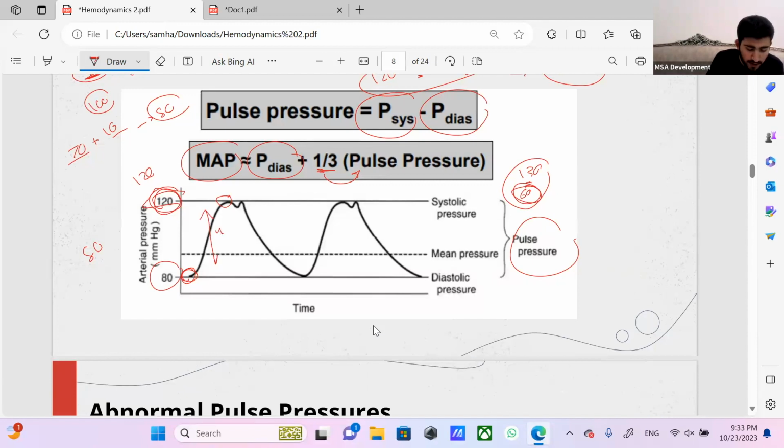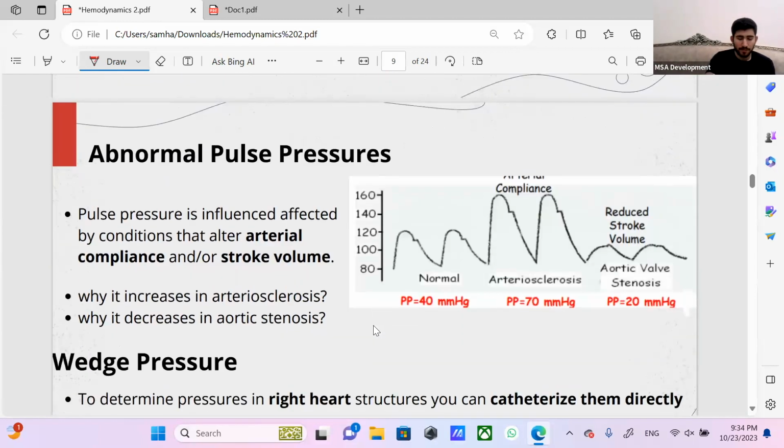The difference between them is 40, and that's the pulse pressure. But the mean is not here in the middle. No, it's more toward the diastolic, because we are in the diastolic phase most of the time. So it's the diastolic, the 80, plus a third of the pulse pressure, which is a third of 40. And you will have this value. That's how you calculate the mean.